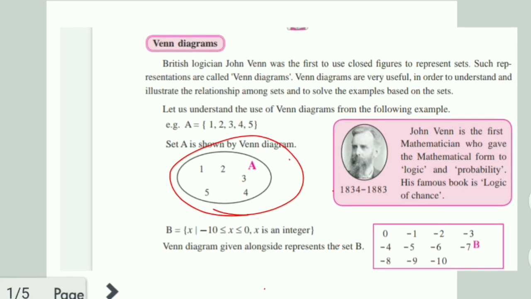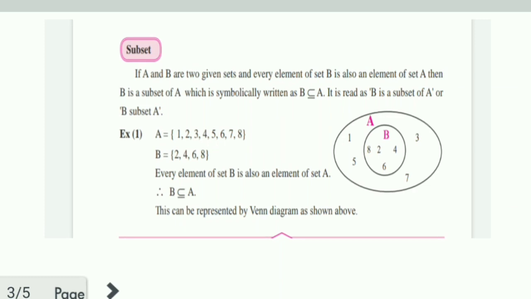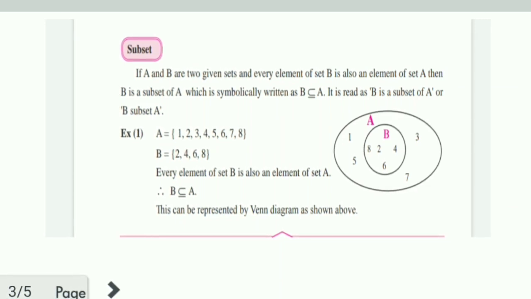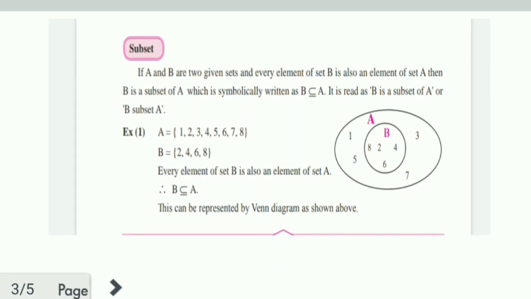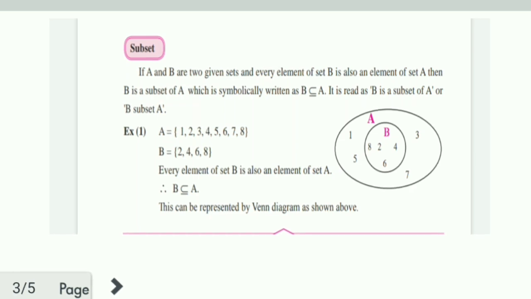Next is subset. The definition of subset is: if A and B are two given sets and every element of B is also an element of set A, then B is a subset of A, which is symbolically written as B is a subset of A, and it is read as B is a subset of A or B subset A.